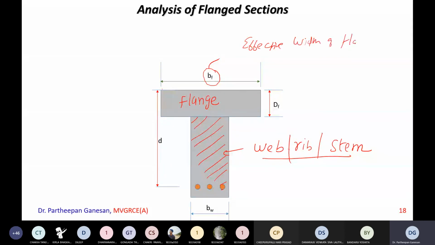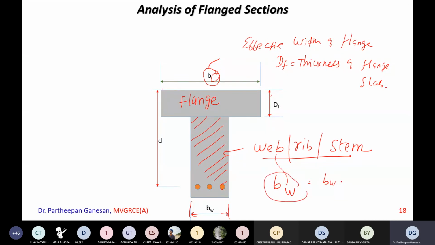F stands for flange. Now DF stands for thickness of slab or thickness of flange. Thickness of flange or thickness of slab. Now this one, the width of the beam or width of the web, is called BW. B suffix W, W meant for web. BW is called width of the web.